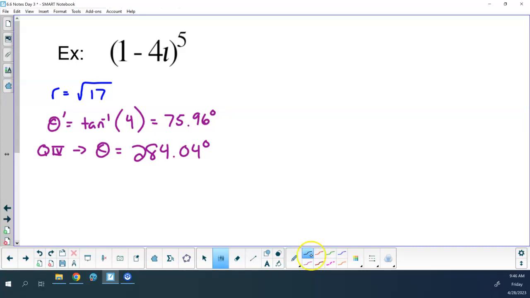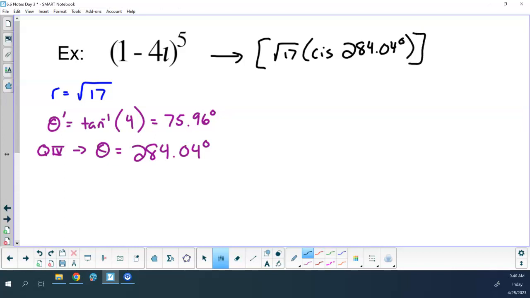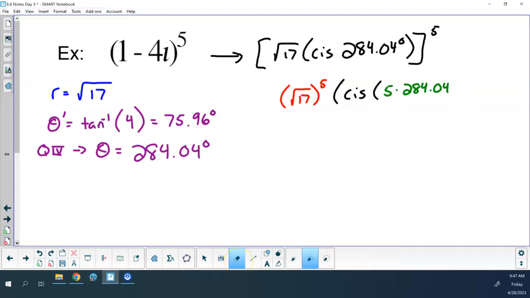Okay. So this then becomes the square root of 17 CIS of 284.04 degrees, all taken to the fifth power. So De Moivre says then that that is the square root of 17 taken to the fifth power times CIS of 5 times 284.04 degrees.